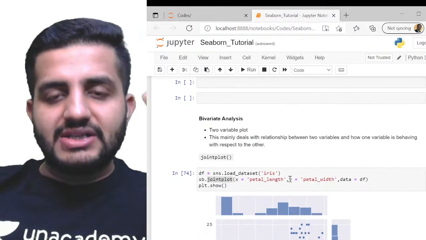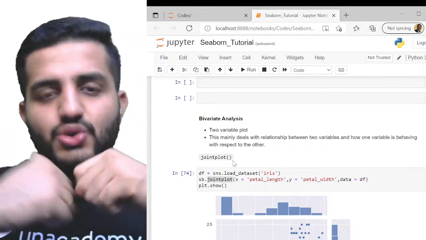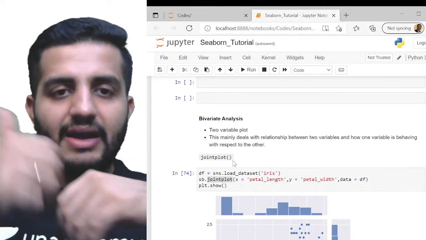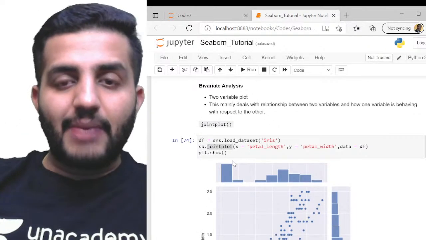Now on top of this, in the bivariate, we discussed one plot, which is the joint plot. In this joint plot we also discussed two more advancements, which are hexbin, and also talked about the KDE plot. So joint plot, again doing the bivariate analysis.